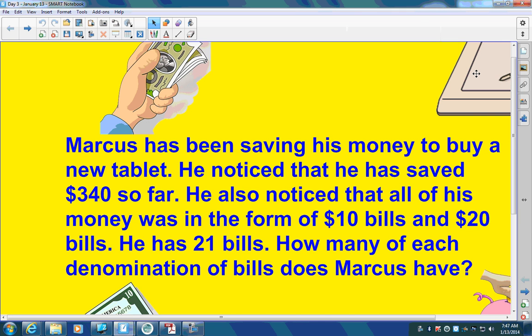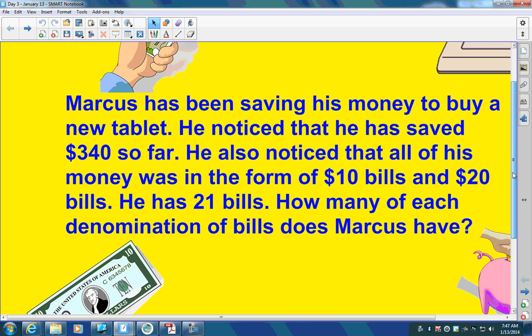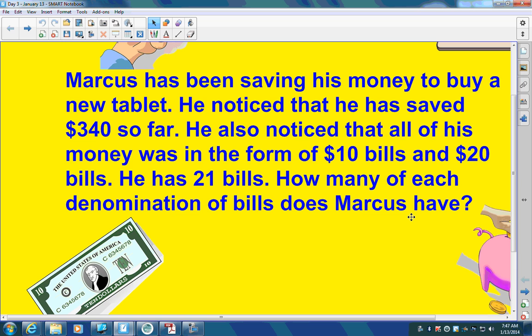All right, when we're writing systems of equations, we need to look through and first read the problem, and the first thing you're going to try and do is define your variables. When we go through here trying to pick x and y, you have to tell me what x and y is. It says Marcus has been saving his money to buy a new tablet.